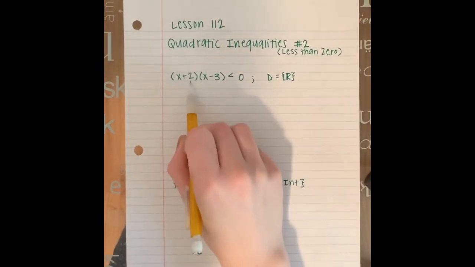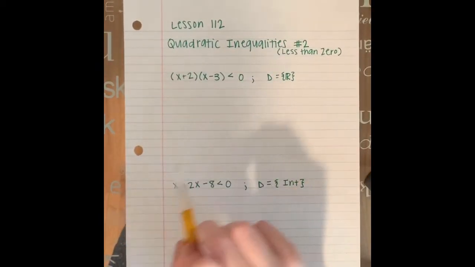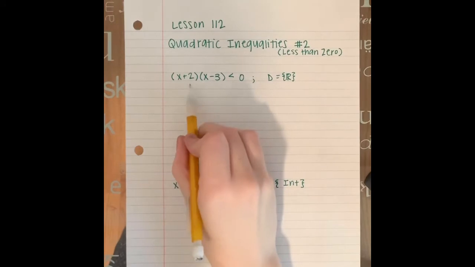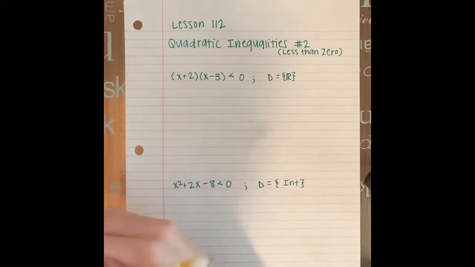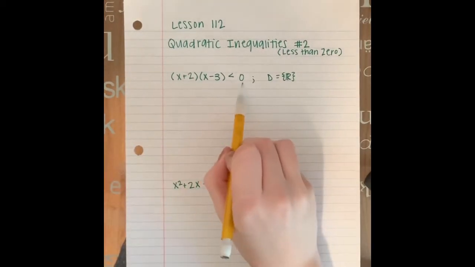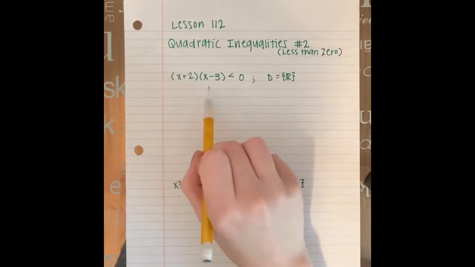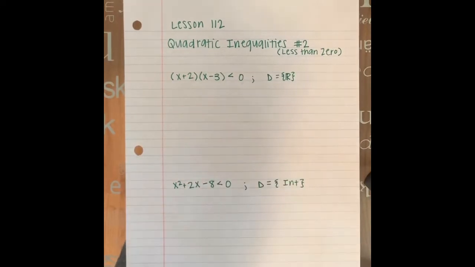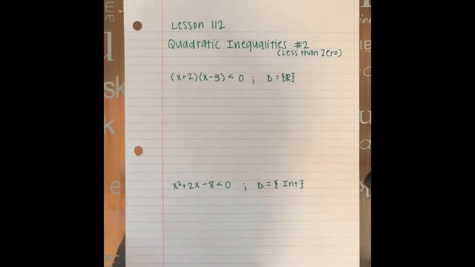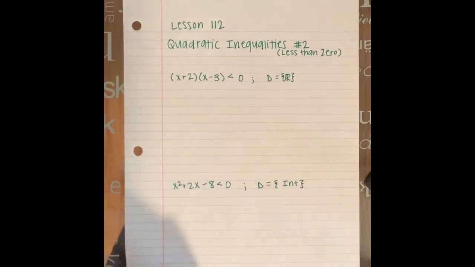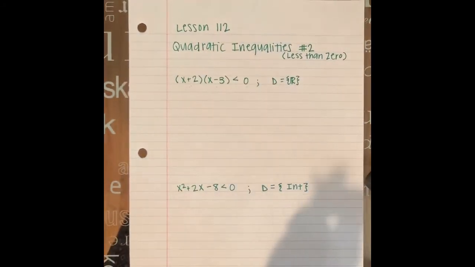First one, x plus 2 times x minus 3 is less than 0, domain equals the reals. Just like we did with the last inequalities, when we are dealing with a multiplication problem, when we had greater than 0, we said the way to get a positive answer from a multiplication problem is to either multiply a positive times a positive or a negative times a negative. We're going to use the same logic for less than 0. The way that we get a negative answer is either this is positive and this is negative, or switch. This is negative and this is positive. So here are 2 options.